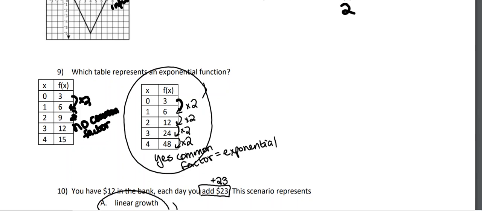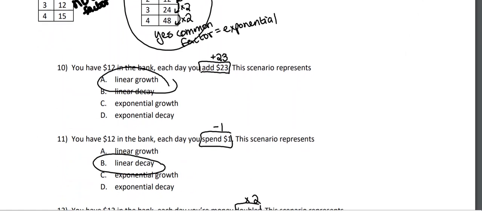Question 9, which table represents an exponential function? When we are looking for an exponential function, we're looking for a common factor. The second table has a common factor. As we go down the table, looking at the outputs, there is a number that we multiply by. 3 times 2 gets us 6. 6 times 2 gets us the next value, which is 12. 12 times 2 gets us 24. 24 times 2 gets us 48. There is a common factor. It's exponential.